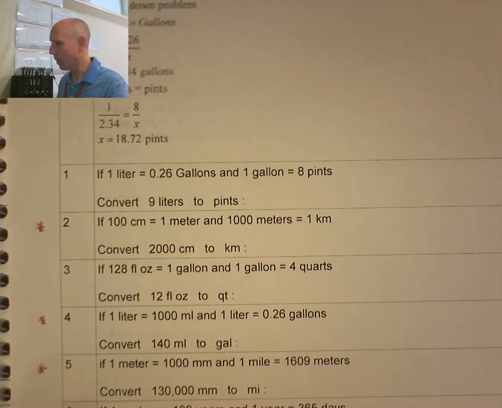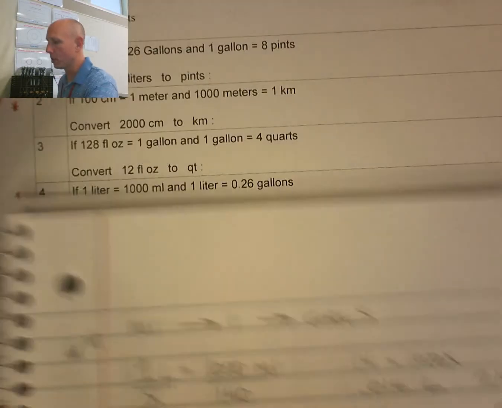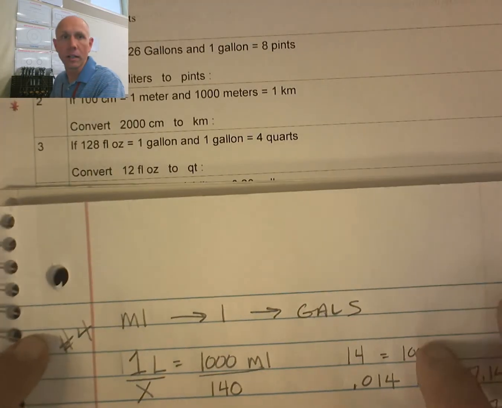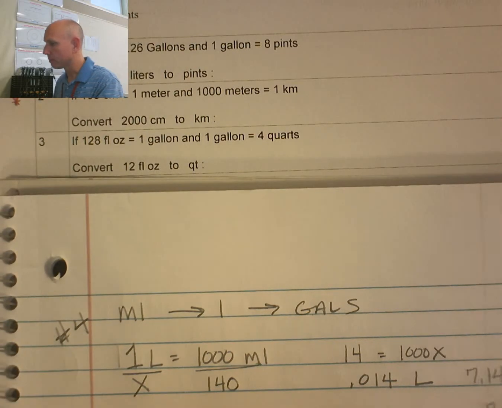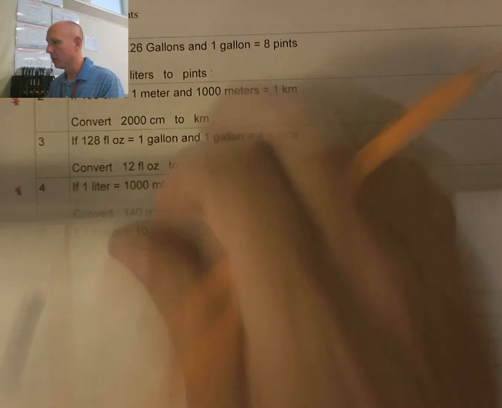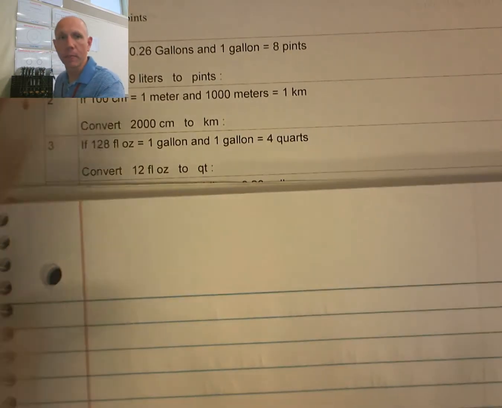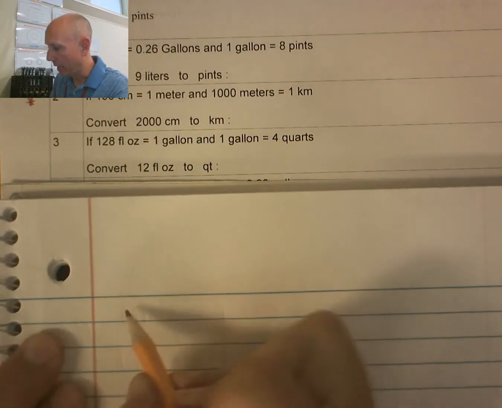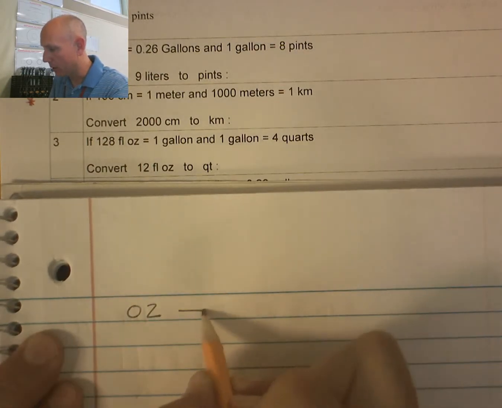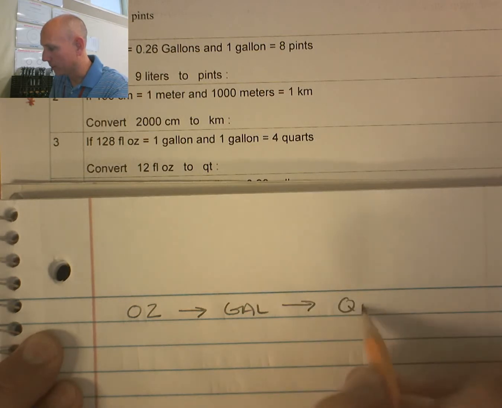All right, so let's do a problem. Let's start with number 3. I'm not going to do all of them, maybe 3 or 4 of these. Question 3 says I need to convert 12 ounces to quarts, and in between I'm going to go to gallons. So I'm going to go ounces to gallons to quarts.